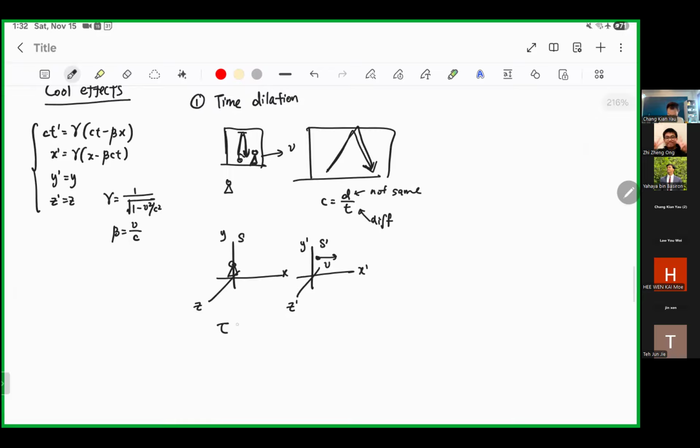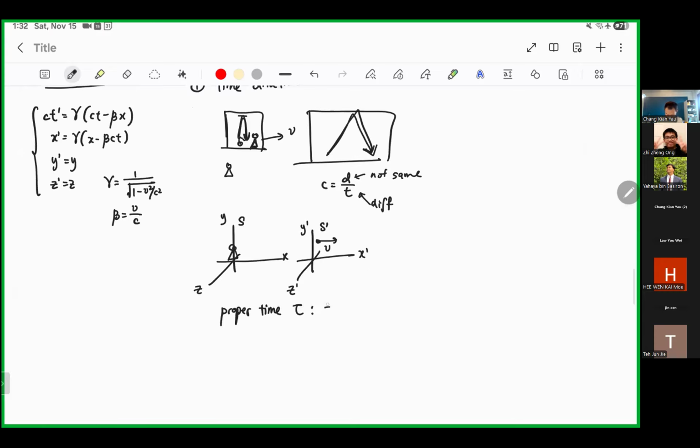Okay, let's define proper time. So proper time tau is basically, I think it is the time of the... I don't remember the exact definition. Can you, Zizan, give me the exact definition? Proper time is the time interval experienced in the frame itself. So if you're co-moving with the observer, that's the time interval that you experience.